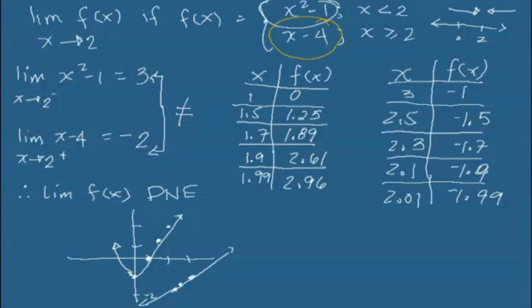So the limit doesn't exist. From the table, from our left-hand and right-hand limits, and from the graph, it shows that the limit of the function does not exist.